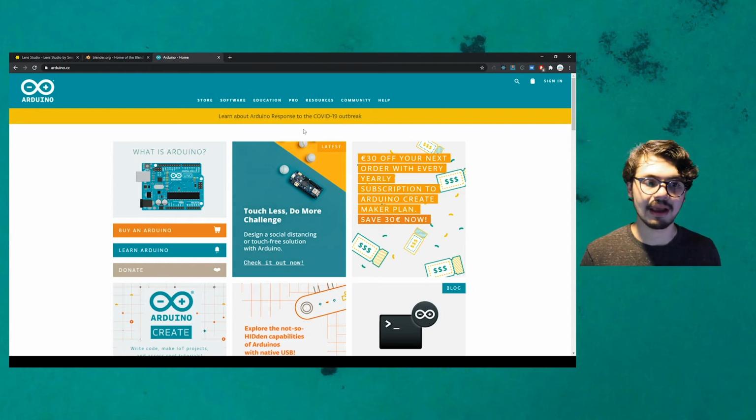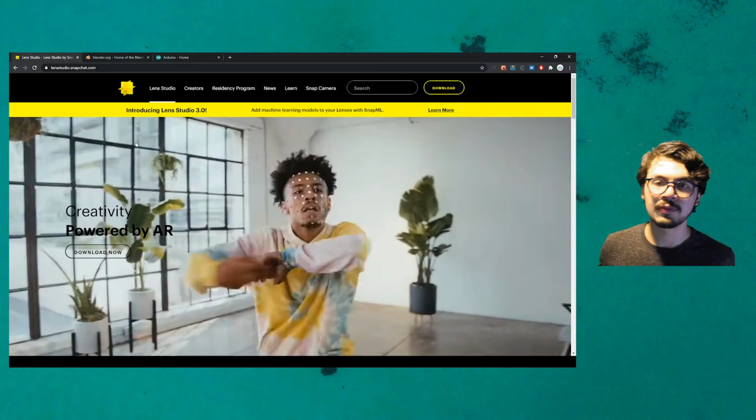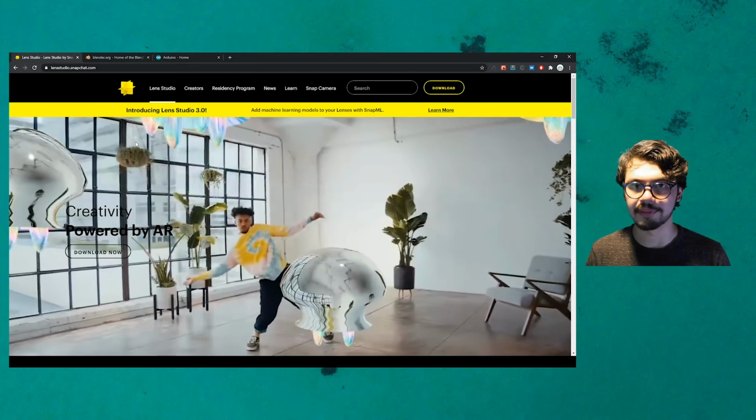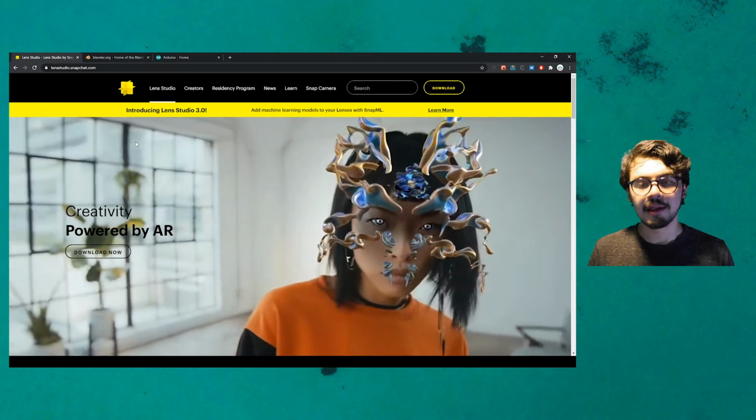So with that, I'm really excited to start off next week, where we'll focus on the Snapchat Studio lenses, as well as checking out what other platforms have to offer in terms of VR, AR.